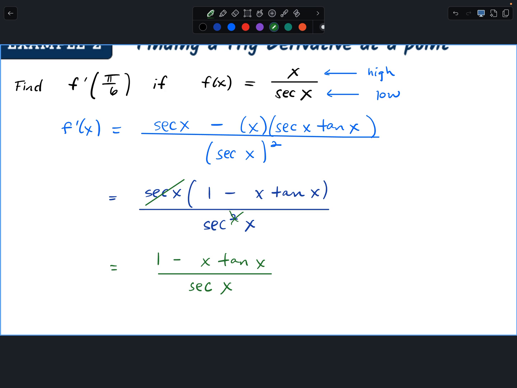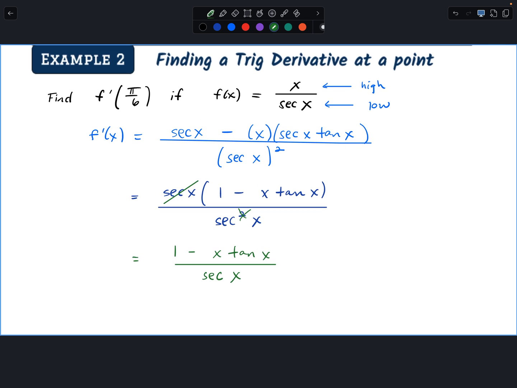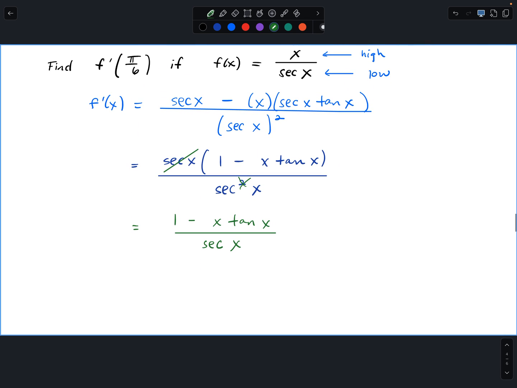Now we have to plug in pi over 6. So f prime, where does this come from? It's right here. Because this is x secant of x, right? And I factor out the secant x, so I'm left with x tangent of x. Okay.